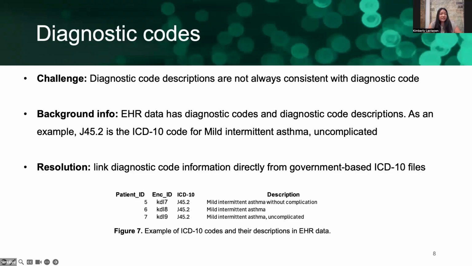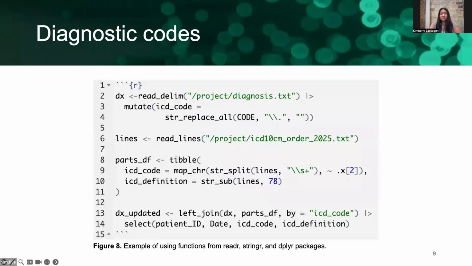Another challenge I have found is that diagnostic code descriptions are not always consistent with its diagnostic code. And this could be important when wanting to group people based on their diagnostic code or their descriptions. For example, in the figure, it shows that there are 3 different types of descriptions for ICD-10 code J45.2. To have consistent diagnostic code descriptions, I joined diagnostic code information directly from the Center for Medicare and Medicaid Services, which contains the entire ICD-10 codes and their descriptions.